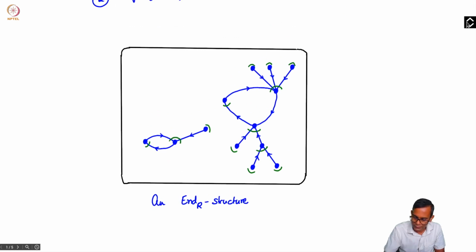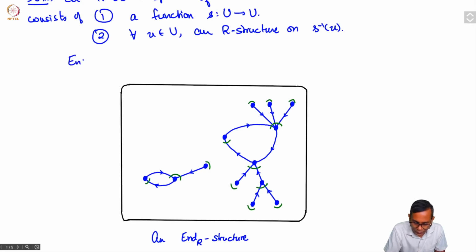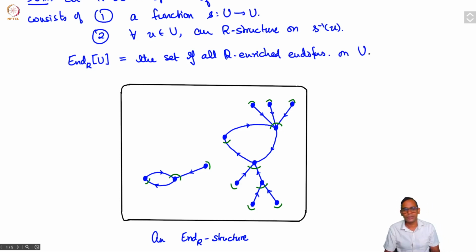So this picture is a schematic diagram of an R-enriched endofunction, and these green arcs indicate R structures that are being put on the fibers of points. So I'm thinking of the function S as a directed graph, with a directed edge from each point to its image, and this is the picture you would get for an R-enriched endofunction structure. And so we define End_R to be the species for which End_R(U) is equal to the set of all R-enriched endofunctions on U. And transport of structure is defined in the obvious way. I will not go into it.